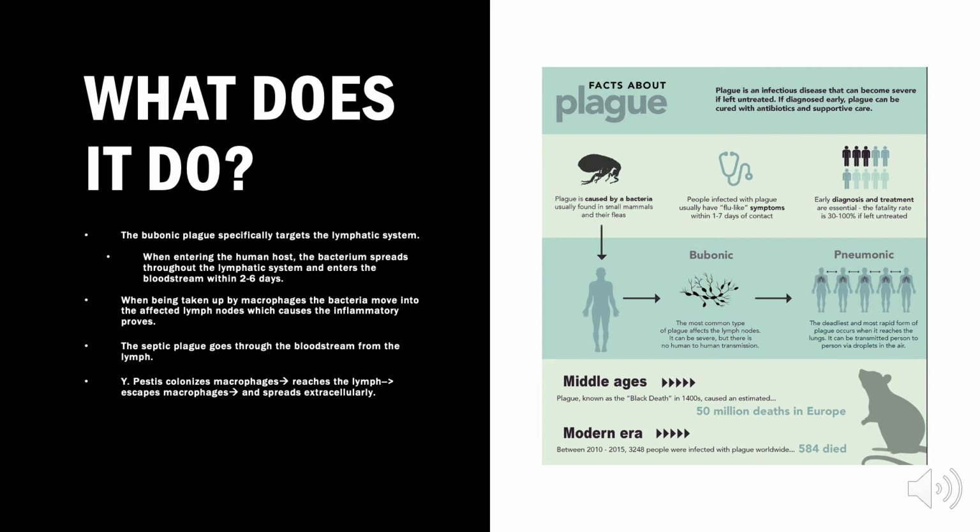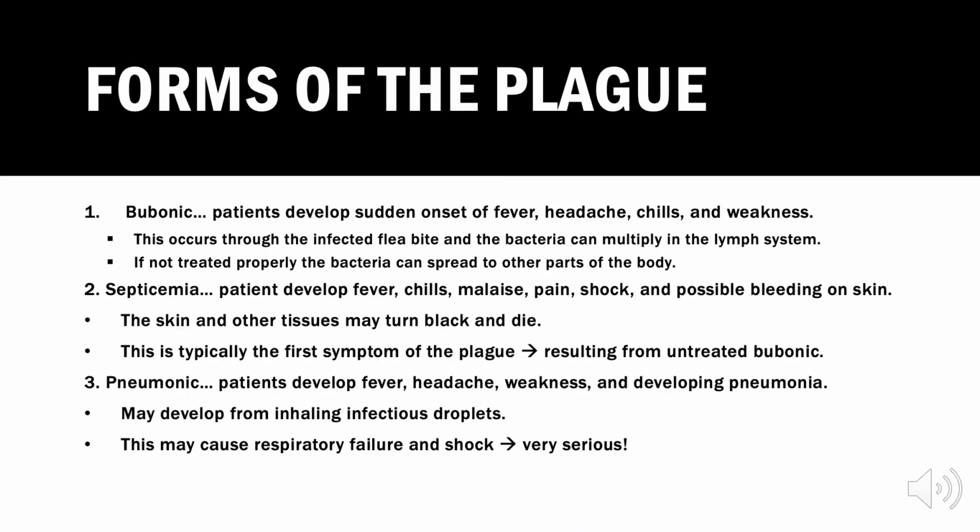Specifically in the body, the bacteria goes into the body, and once it reaches the lymph, it can spread extracellularly, leading to the septicemia and the pneumonic plague. So, the forms of the plague: bubonic is more localized due to the bite, and if not treated properly, it can lead to septicemia and pneumonic.